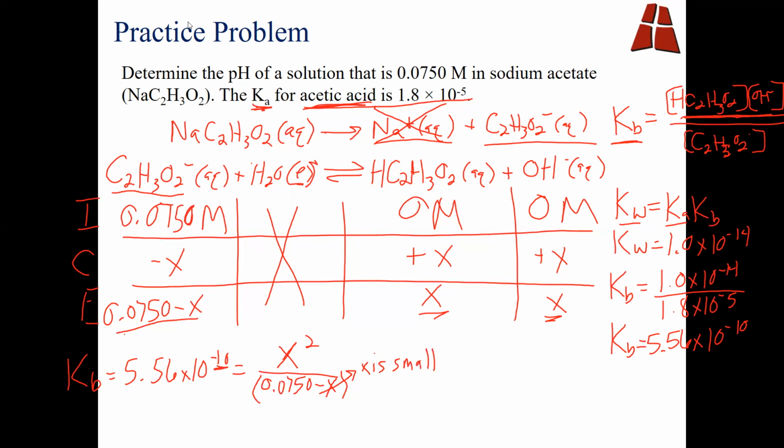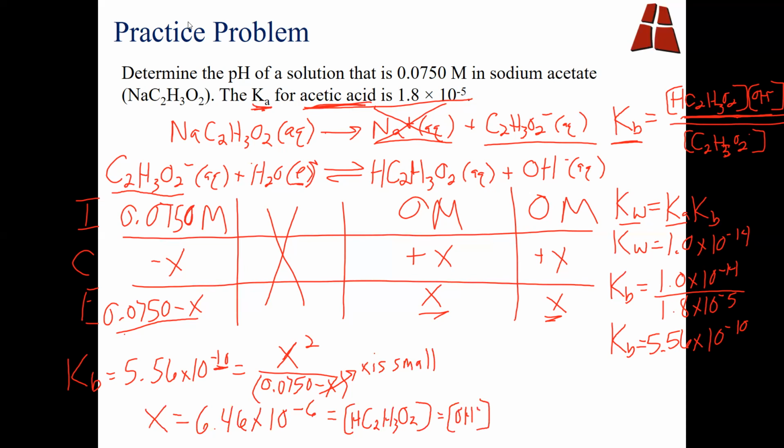In order to solve for x, we would multiply each side by 0.0750 and then take the square root of each side. When I did that, I got a value for x equal to 6.46 times 10 to the negative 6th. That will be equal to the concentration of both of our products: the concentration of acetic acid, which is also equal to our concentration of hydroxide.